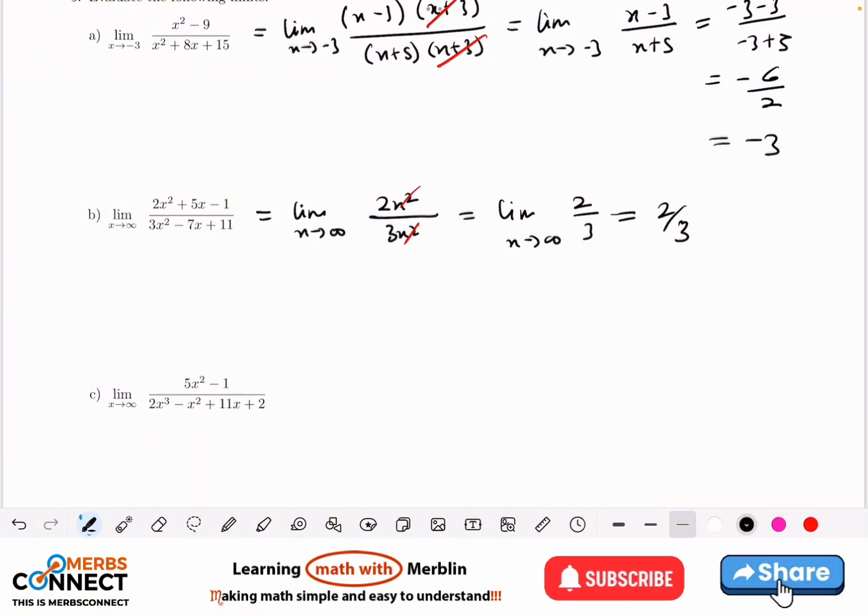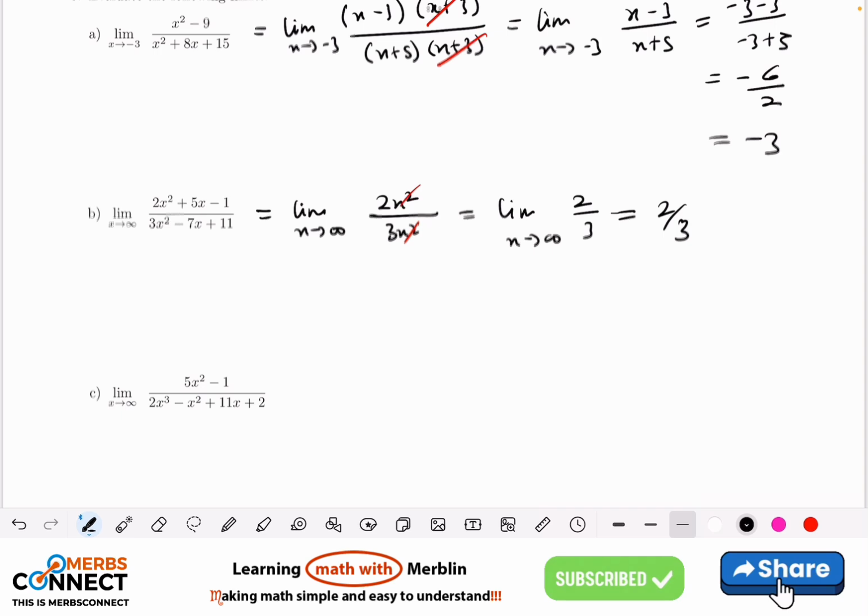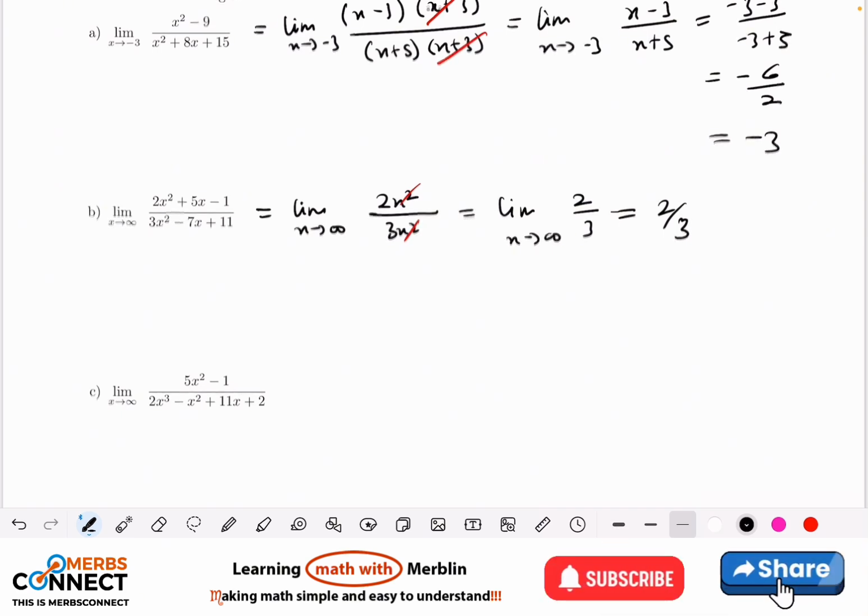So one thing that you need to know is that the limit of a constant is the same as the constant. But we saw that when you differentiate a constant, you get 0. But the limit of a constant is the same as the constant.